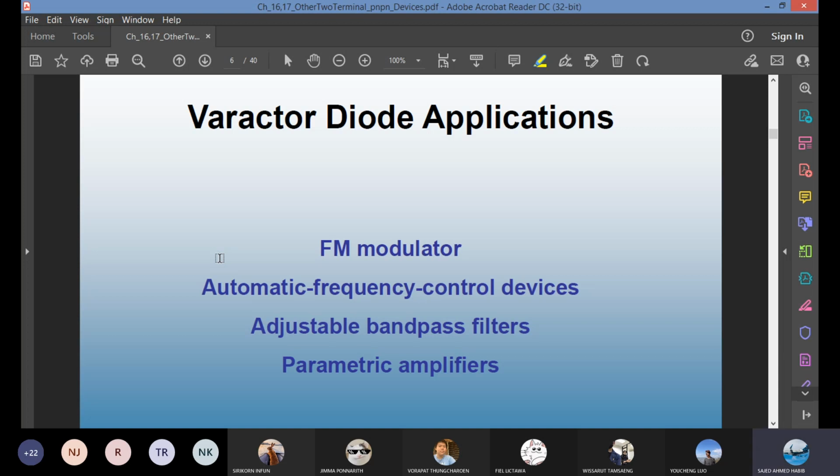If you do not want a fixed band, you want to change your band of the frequency, the band pass filter, you want to change the lower and upper frequency, you can use a varactor diode. There is something called a parametric amplifier.